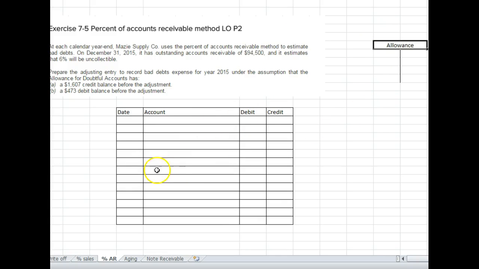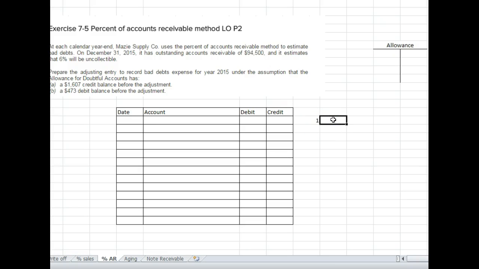Now, since we're looking at the entire amount to do this, we have to take into consideration if there were previous balances, a debit or a credit balance. So let me kind of walk you through this. You're going to have the same scenario. You're going to establish the bad debts, right? You're going to create that.